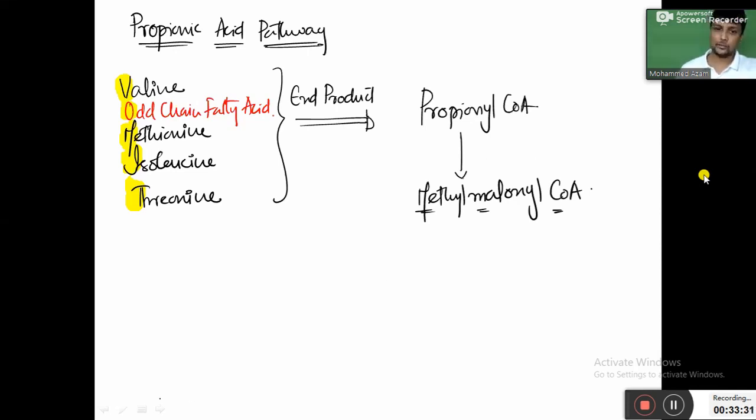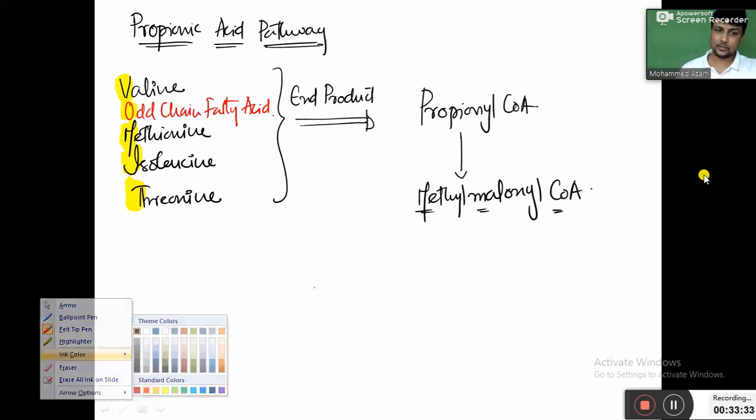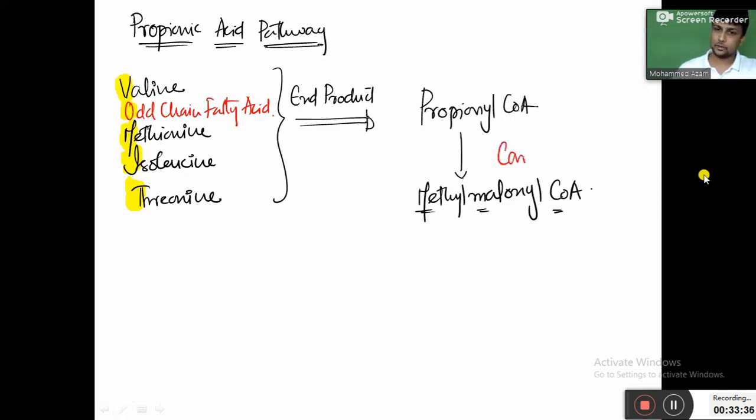How? With the help of an enzyme, and the name of the enzyme here will be carboxylase. Addition of carbon, therefore carboxylase. The full name will be propionyl CoA carboxylase. And my dear friends, this is important, because it requires a coenzyme, and the name of the coenzyme will be biotin.